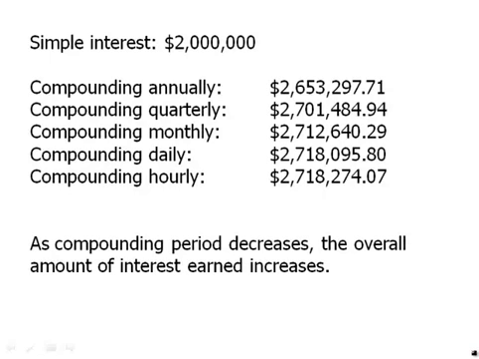Compounding annually would give us 2.6, and then we see the other numbers for compounding quarterly, monthly, daily, and hourly. Notice that as we up the compounding, the more and more compounding we do, the amount of total interest we get paid increases. As the compounding period decreases, the overall amount of interest earned increases. So that's a big idea also. You always do better with more compounding.